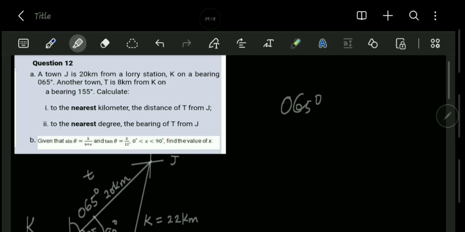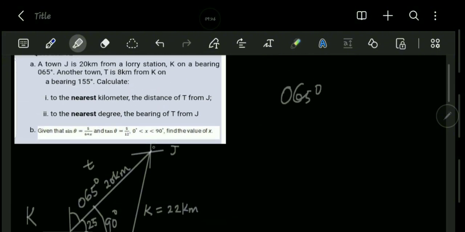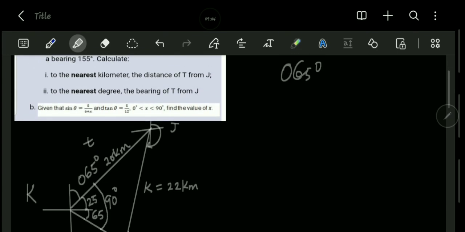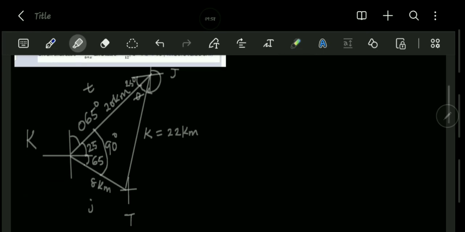For the second part, we are told to calculate, to the nearest degree, the bearing of T from J. So basically we are going to start from J, because the question said from, right? I'm starting my construction from J and moving in a clockwise direction. From this point J, I'm going to move until I touch this line going to T. So I'm going to add the angle here plus the angle here plus the small angle here. If here is 25, that means outside here too is 25 degrees. So I have to find the angle here.